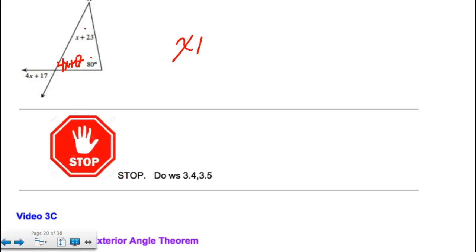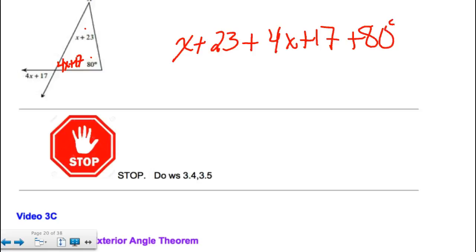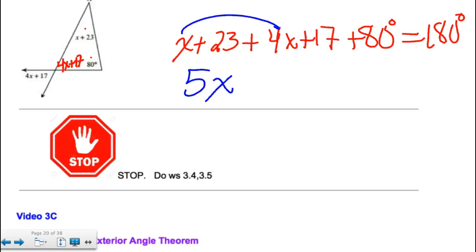I'm going to say the top one, I don't know what it is. The bottom left, don't know what it is. The bottom right, they gave it to me, has to equal 180 degrees. And I'm just going to do a little linear algebra and we'll be done. So I've got a pair of like terms yielding 5x. I've got some numerical like terms up here, and I'm going to combine those. I've got 23 and 17, which add up to 40.